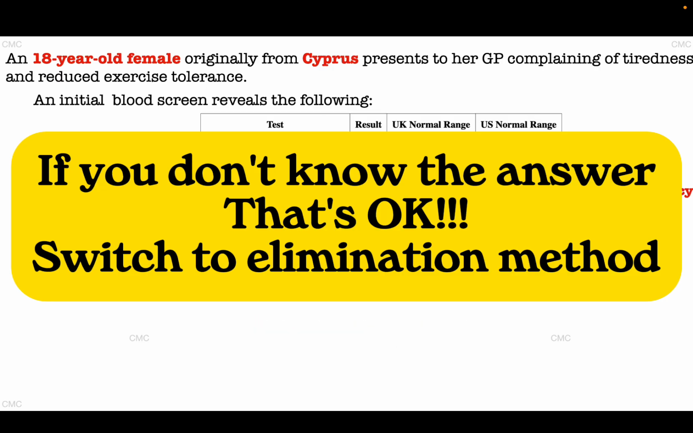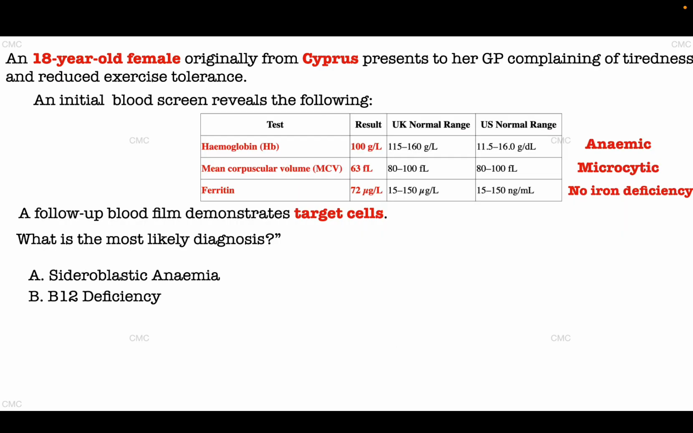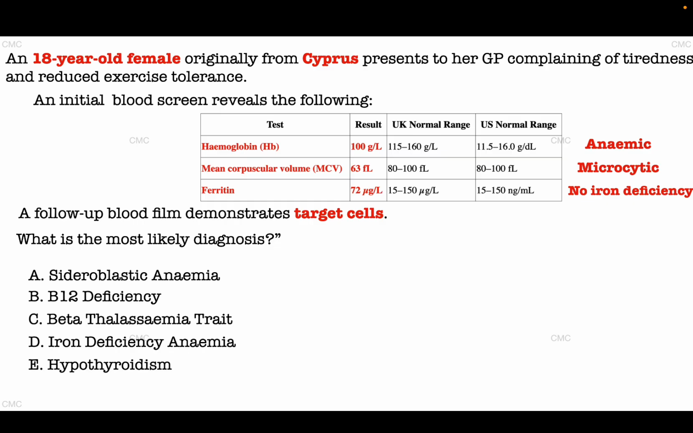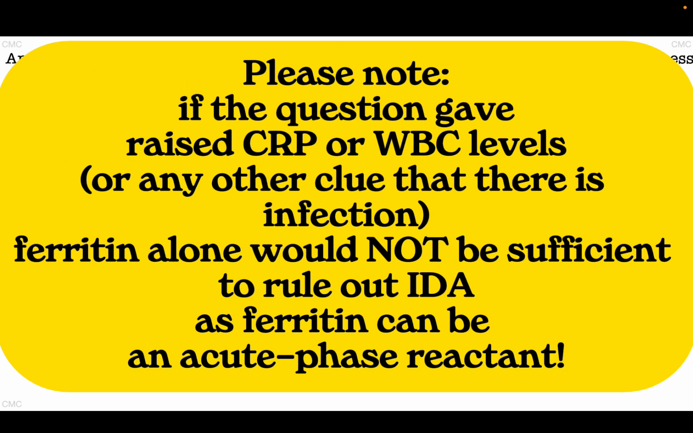The choices are sideroblastic anemia, B12 deficiency, beta thalassemia trait, iron deficiency anemia, and hypothyroidism. So first things first, let's get rid of iron deficiency anemia because her iron reserves are full. Even though iron deficiency anemia is the most common cause of microcytic anemia, this question gives us the parameters for the iron levels, so you can just eliminate this option right away.